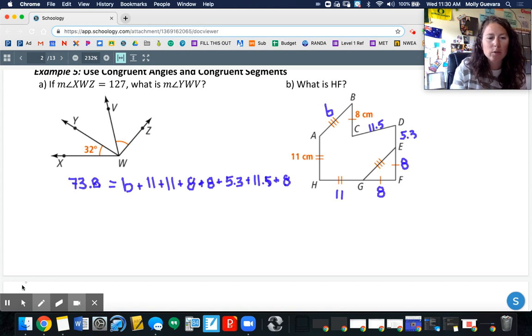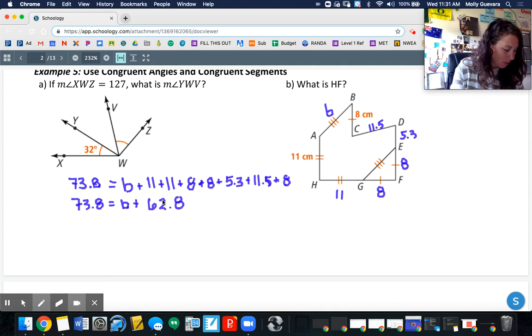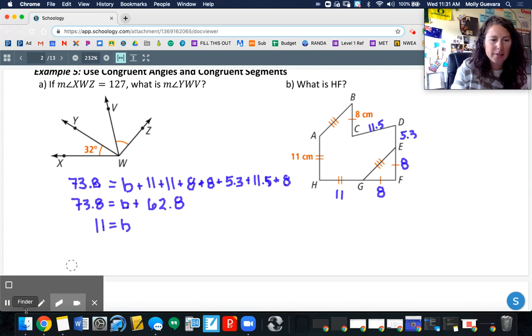Okay, so real quickly, I'm going to add up all these sides here and combine like terms. I already did the math here, and I added up 11, 11, 8, 8, 5.3, 11.5, and 8, and I get 62.8. So now I want to know what B is, so I'm going to subtract 62.8, and I get 11. So 11 equals B. So I can then take away the B, and I can write in 11. So that's exciting.